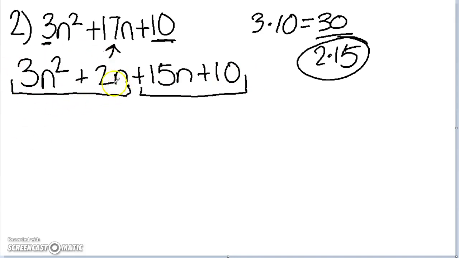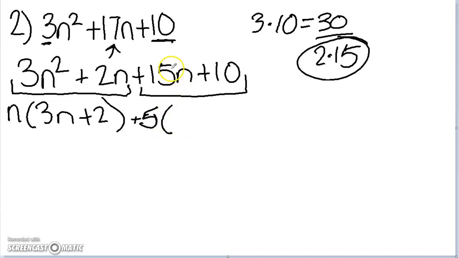So I'm going to look for the GCF, that greatest common factor, for each of these groups. For my first group, my GCF would be n. Both of these have n as a common factor, and that's my greatest common factor, so I'm going to pull that out front. And then I'm left with, if I divide this n out, 3n plus 2. And I'm going to do the same thing for this second group. My greatest common factor would be a positive 5. And when I factor that 5 out, or divide that 5 out from both terms, I'm left with 3n plus 2.